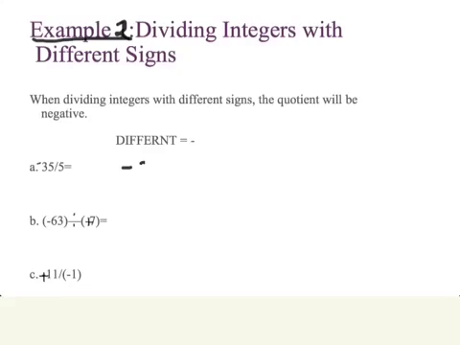So for this first one, negative 35 divided by 5, it can be a slash mark like this or a fraction bar. They both mean division. Negative 35 divided by 5, since the signs are different, the answer is negative, and we know 35 divided by 5 is 7. So your answer to that first one is negative 7.